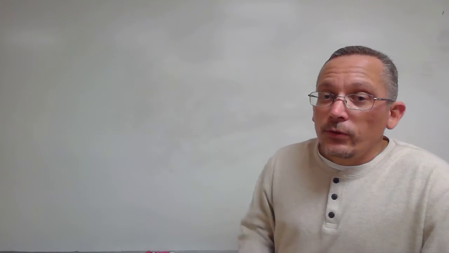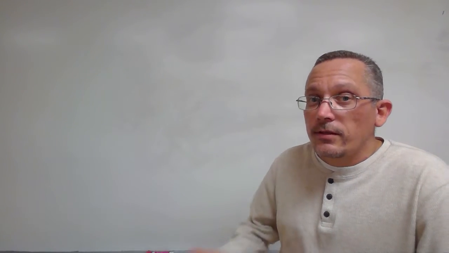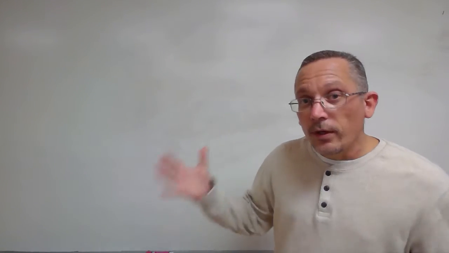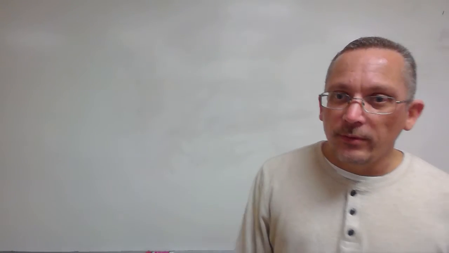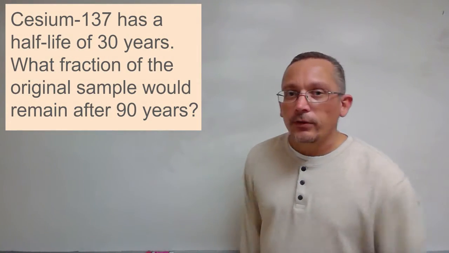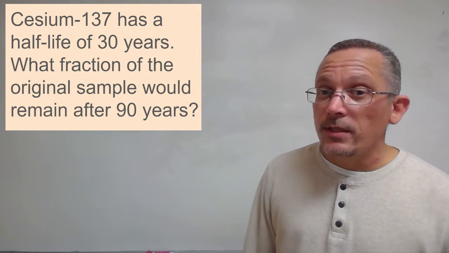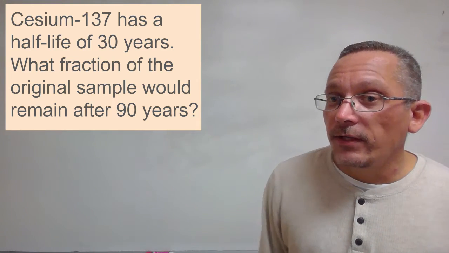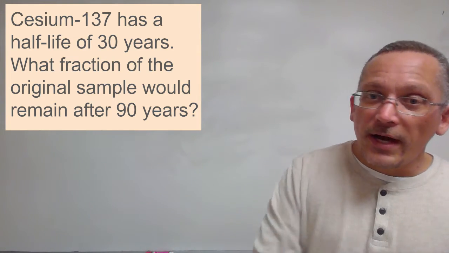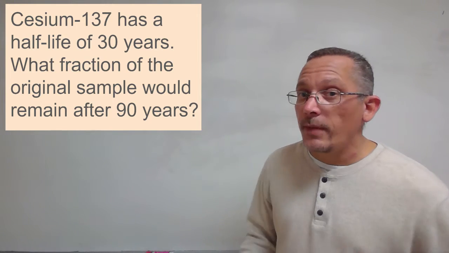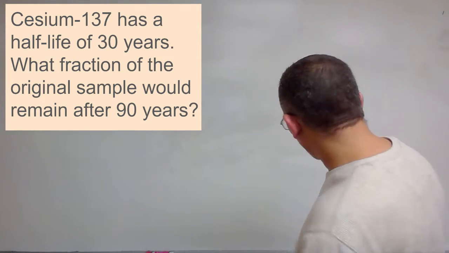That said, there are a few different kinds of problems that they're going to ask us to be able to solve, okay? One of them, using this idea we just talked about, is what I call a what fraction remains problem, right? So here's an example of a what fraction remains problem. It says cesium-137 has a half-life of 30 years. What fraction of the original sample would remain after 90 years?